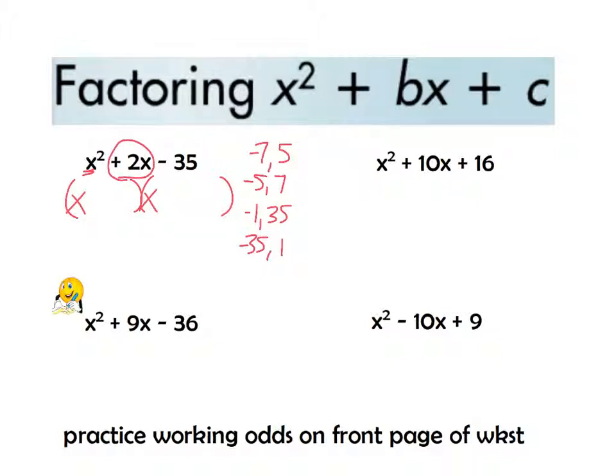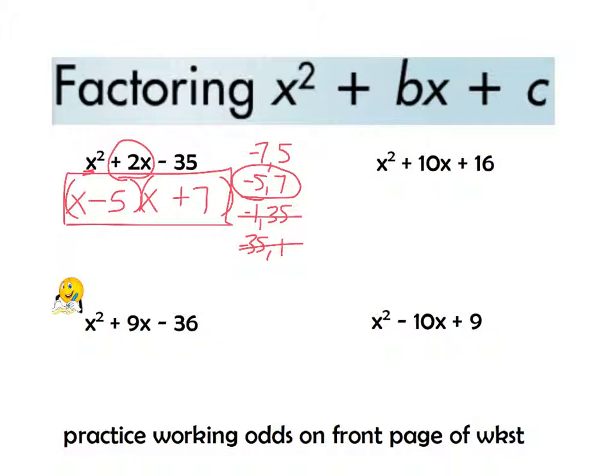So when I look at these options, it's obviously not the 35s. I want to end up with a positive 2x. That's going to have to be these two. That would get me a positive 2x. So to finish this, I'm going to put in a negative 5 and a positive 7. And that's my answer right there.